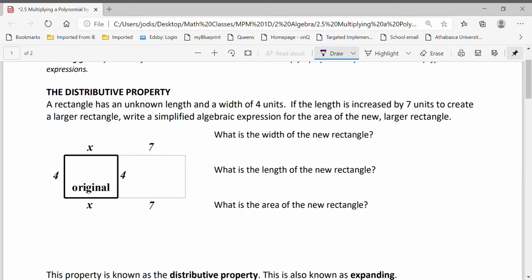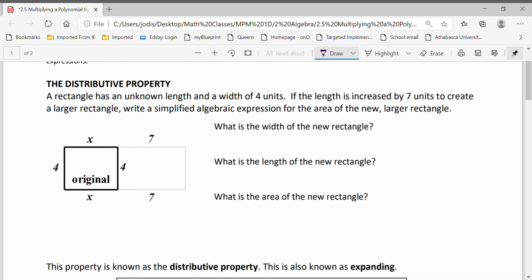We're going to use a little example to help us figure this out. We have a rectangle that has an unknown length and a width of 4 units. If the length is increased by 7 units to create a larger rectangle, we want to write a simplified algebraic expression for the area of the new larger rectangle. We've got this original rectangle over here, we don't know its length, and we want to increase it by these 7 units. So the length of the new rectangle is x, and then we're adding 7 more units to it.